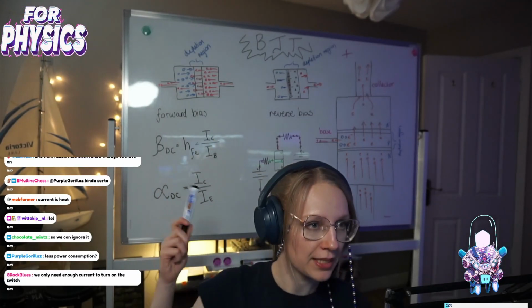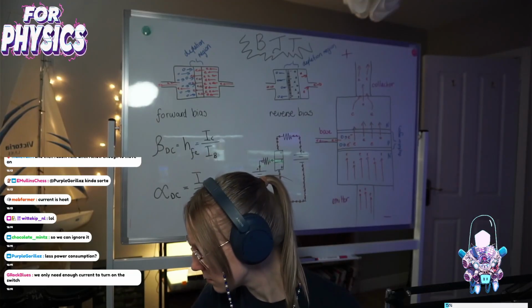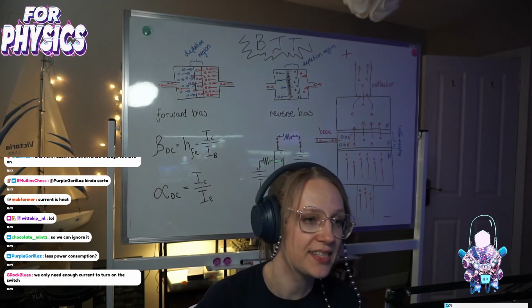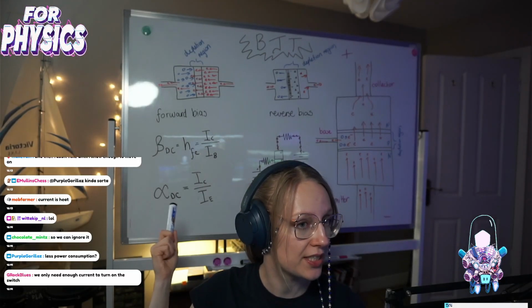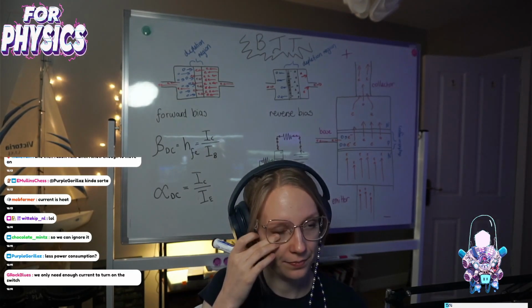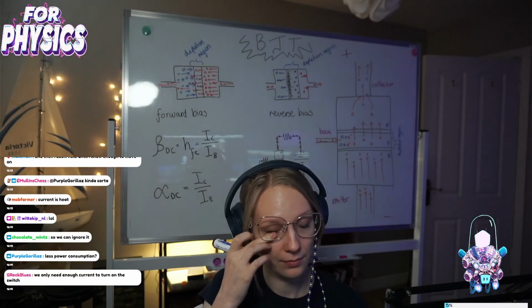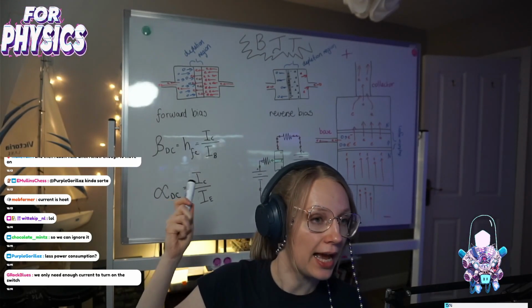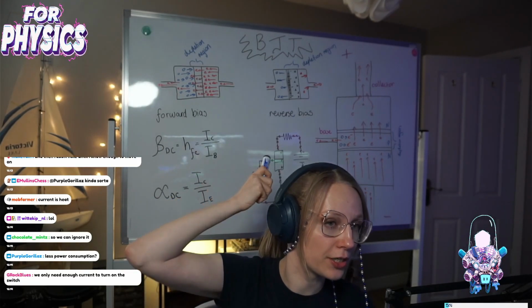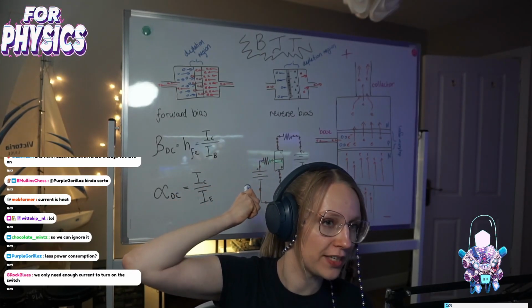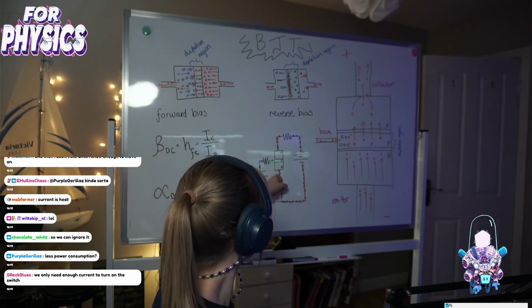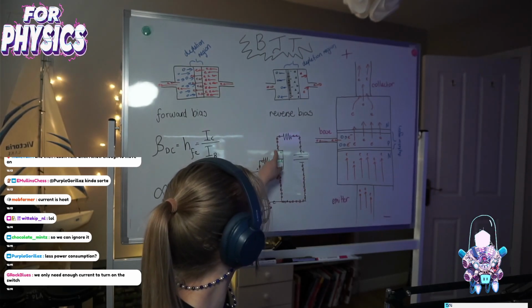Another number is this alpha parameter. Yeah, it's just called DC alpha parameter. DC stands for direct current, in case you're wondering what the D and the C stand for, direct current. And this is equal to the collector current, the current coming out from the top, over the emitter. So the current going in and the current going out.